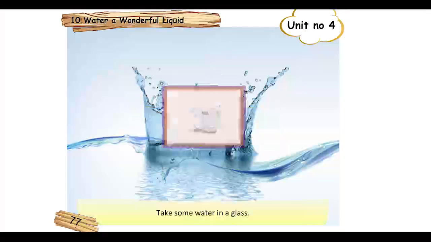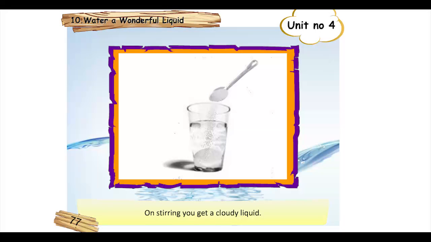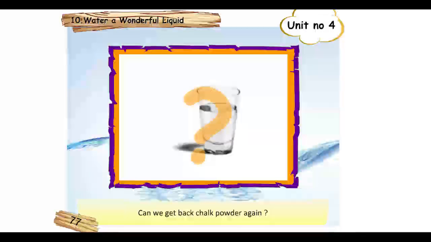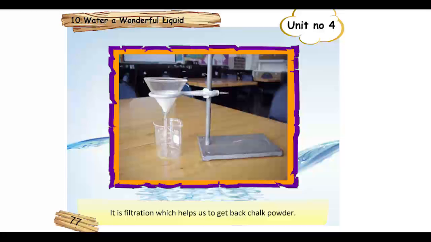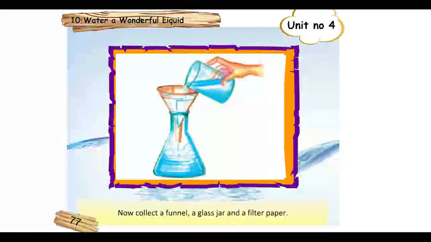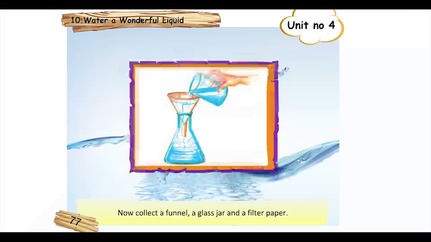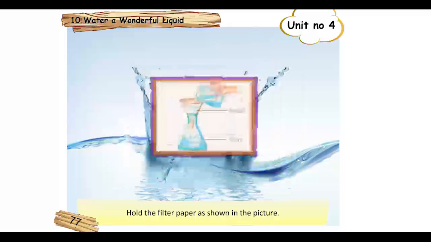Filtration. Take some water in a glass. Add chalk powder to it. On stirring, you get a cloudy liquid. Can we get back the chalk powder again? It is filtration which helps us to get back the chalk powder. Now collect a funnel, a glass jar and a filter paper. Hold the filter paper as shown in the picture.